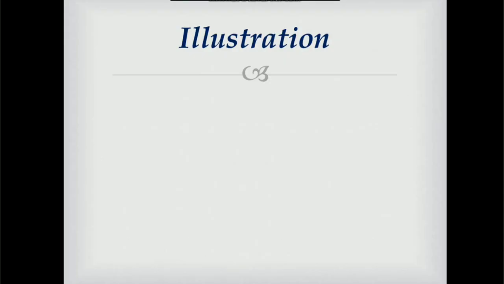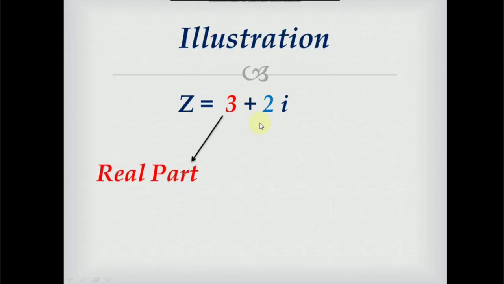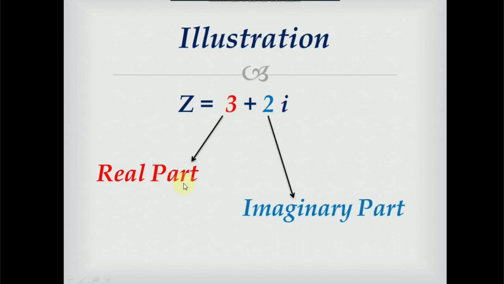We will see one illustration. Let z is equal to 3 plus 2i. This is a complex number because 3 and 2 are the real numbers and i is an imaginary number. So we can say that 3 is the real part of z and 2 is the imaginary part of z, as it is multiplied by i, that is an imaginary number.